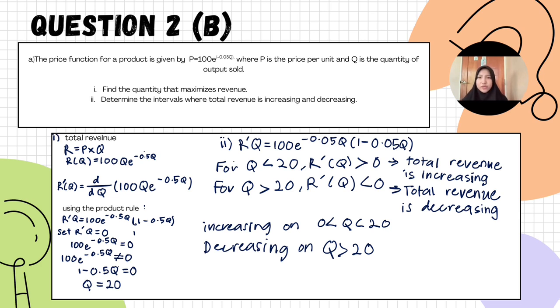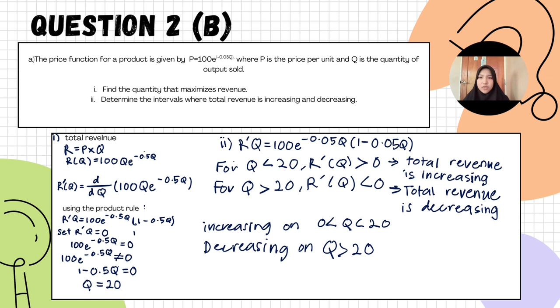Hi, today I will present the solution for question 2 part B. The price function is P equals 100e to the power of negative 0.05q, where P is the price per unit and Q is the quantity sold. Total revenue is defined as price times quantity. So total revenue R of Q is 100q e to the power of negative 0.05q.